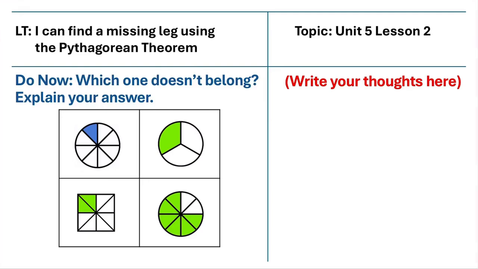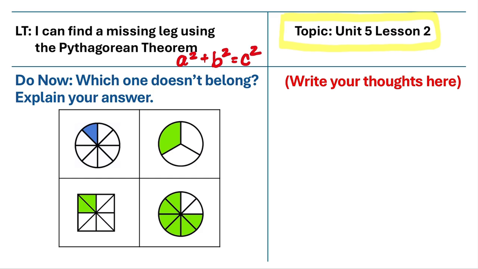All right, this is Unit 5, Lesson 2, so you should be starting a fresh page in your notebook. I am on pages 8 and 9 of mine, so make sure you're staying updated in your table of contents. Our goal today is to find a missing leg using the Pythagorean theorem. Remember that the Pythagorean theorem is that a squared plus b squared equals c squared in a right triangle.